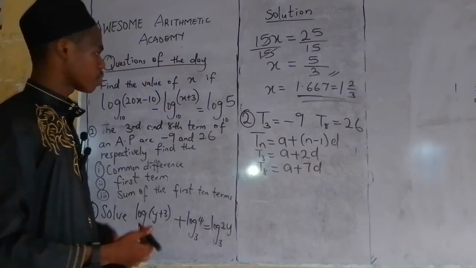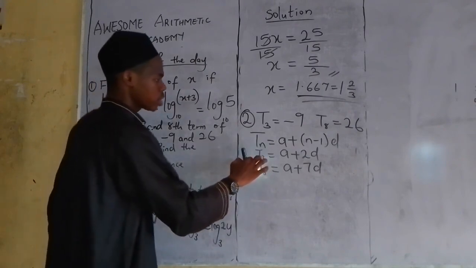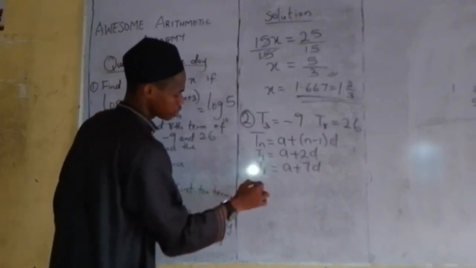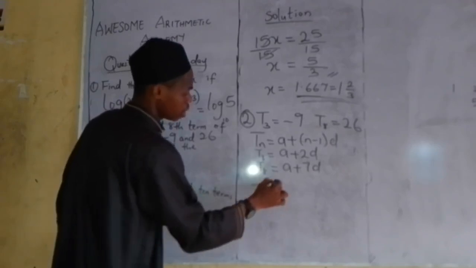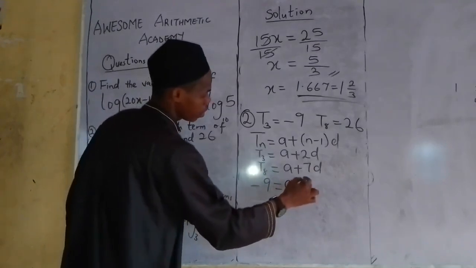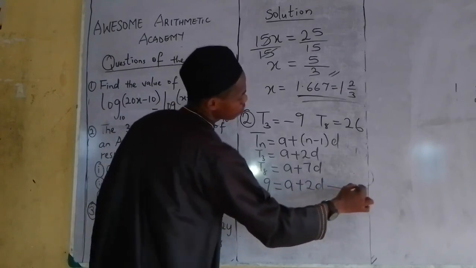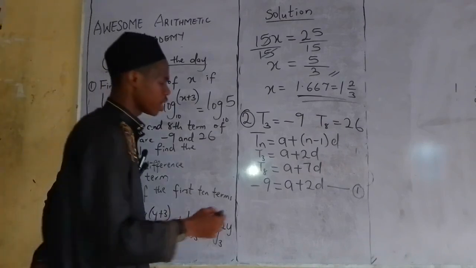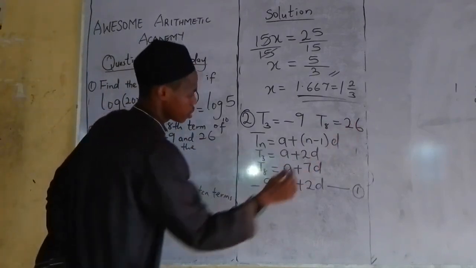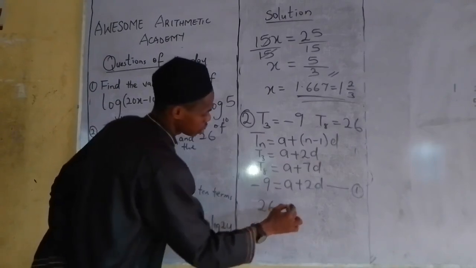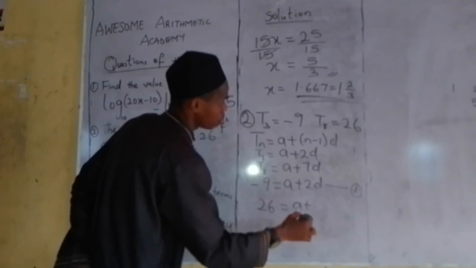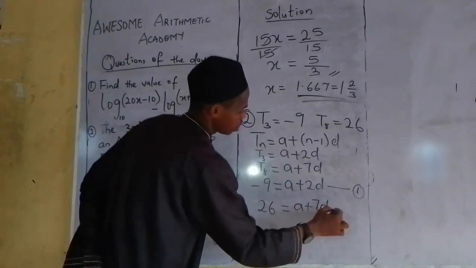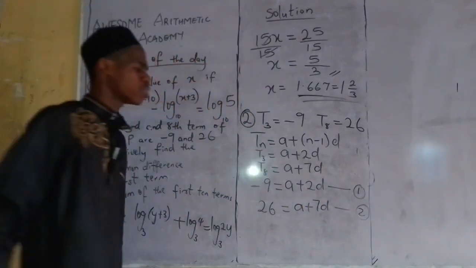Now, let's solve it. T3, we know T3 to be -9, and that means -9 equals A plus 2d. I can call this the first equation. And then the second one, T8, we know it to be 26. 26 equals A plus 7d. We can call this the second equation.